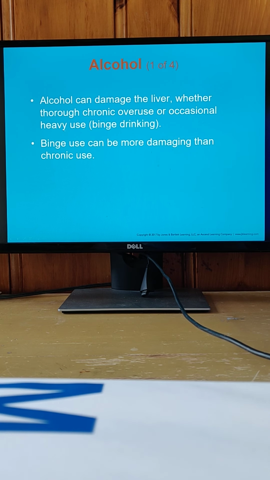Alcohol. Alcohol is a poison if it's taken too much. It can do damage to the liver, whether it's through chronic use or occasional heavy use, otherwise known as binge drinking. Binge use can be more damaging than chronic use. Chronic means it's being used over an extended period of time. Binge drinking is you go out every weekend and you get so hammered you don't remember and you go back to work on Monday. That's binge drinking. You do that over a period of time, you can create a lot of damage to your body.